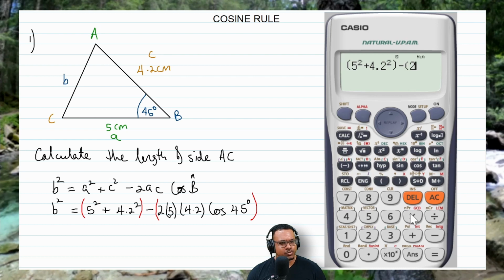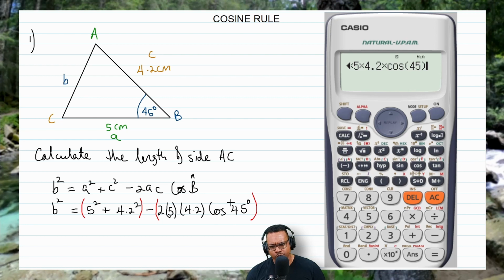And we're going to put in the 2 multiplied by the 5 multiplied by the 4.2 multiplied by the cosine. Now, see when I press cosine, it opens brackets here. So I'll put in the 45 degrees and I need to close the brackets for the cosine. But remember, I still have the brackets open for this part of it, right? So I have this open bracket here still. So I need to close it off here.